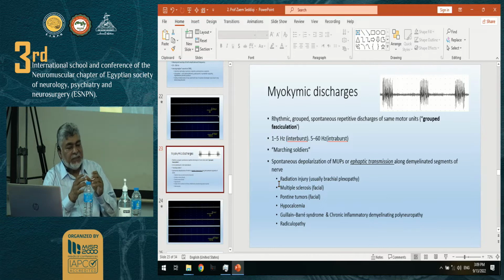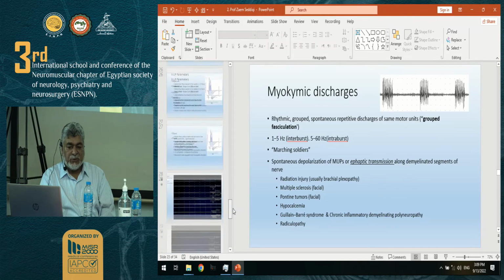Spontaneous discharges occur in groups, like group fasciculation they call it. They don't have that firing pattern. They fire spontaneously, and they are groups. And they're seen in a number of conditions. I mentioned some of these. Okay.